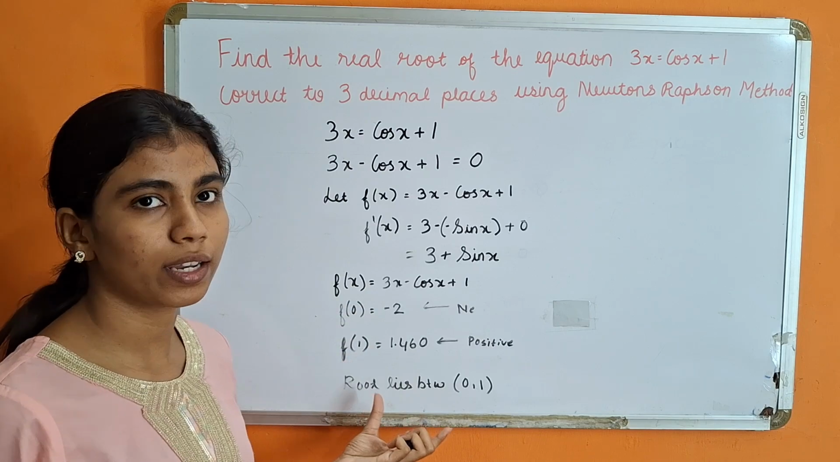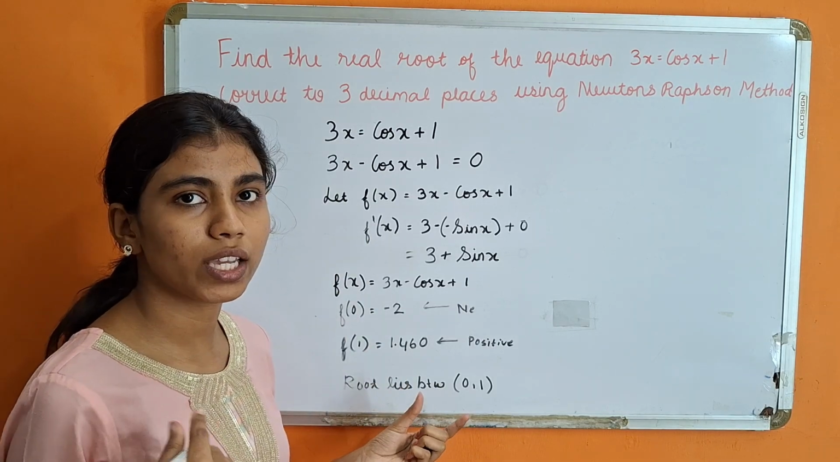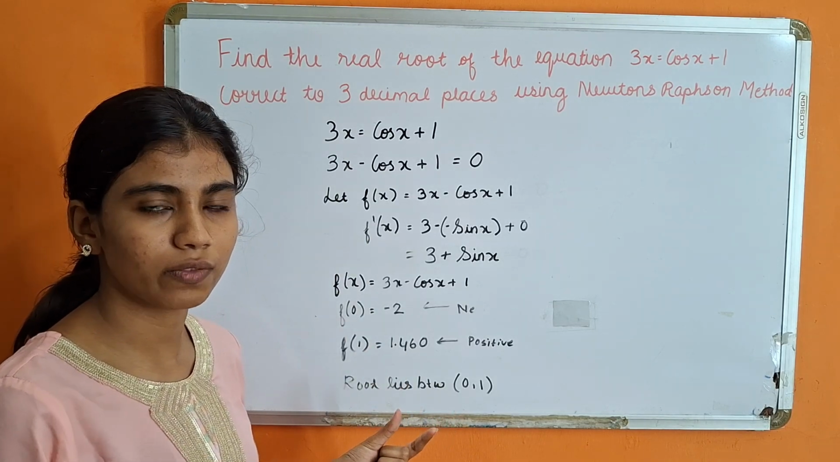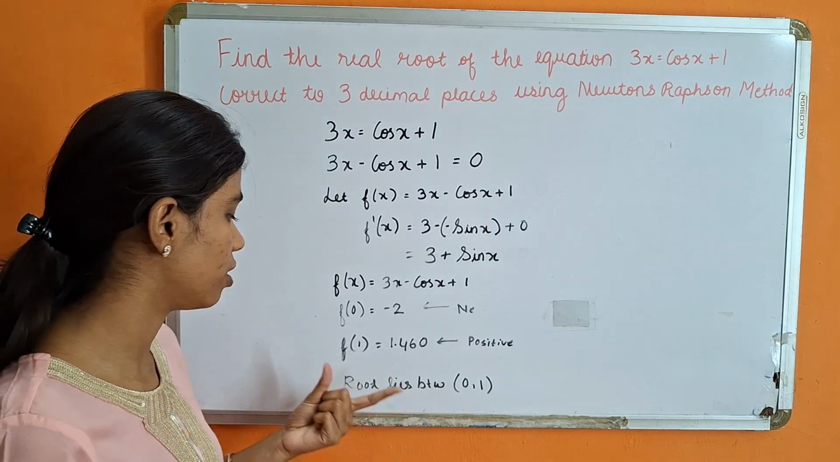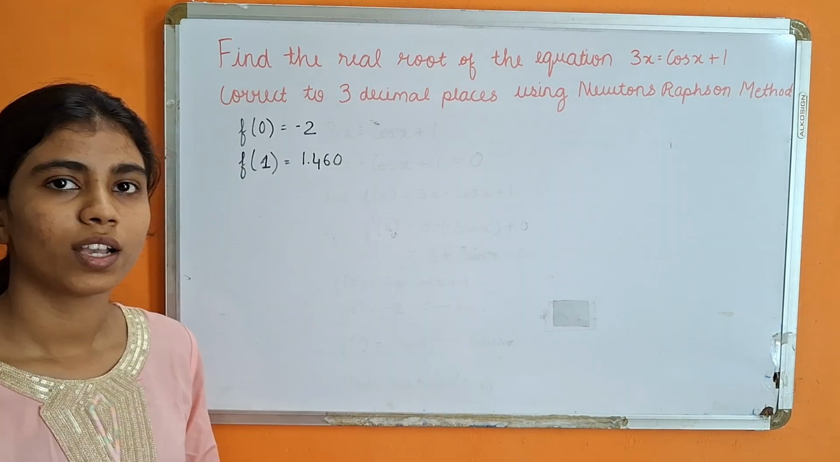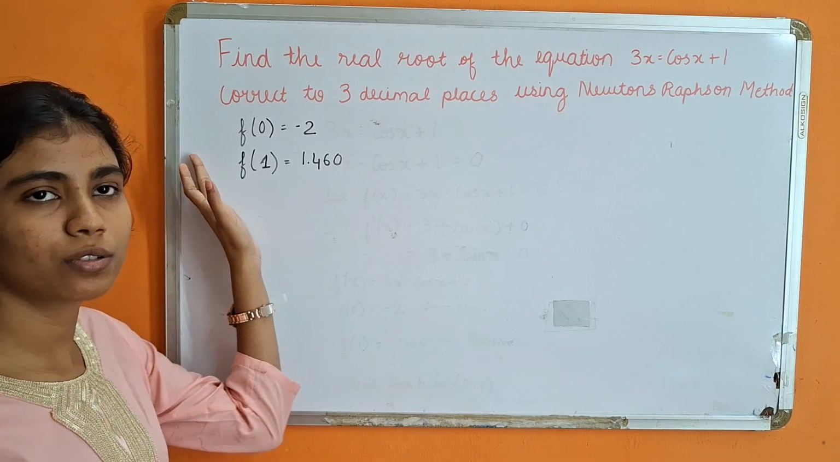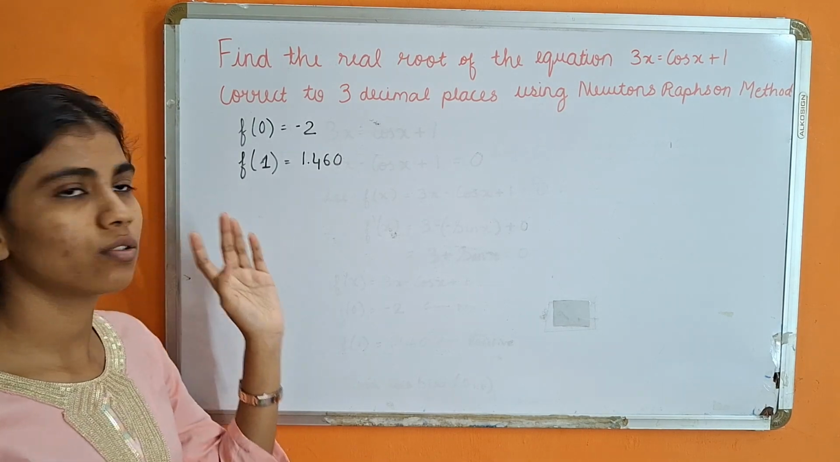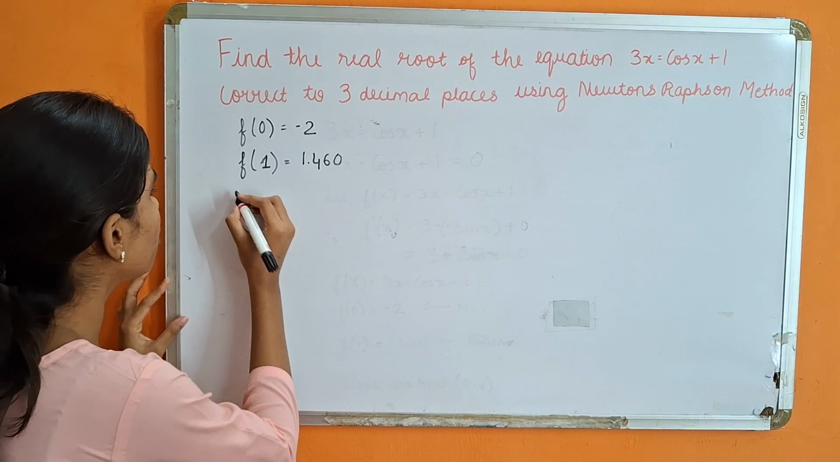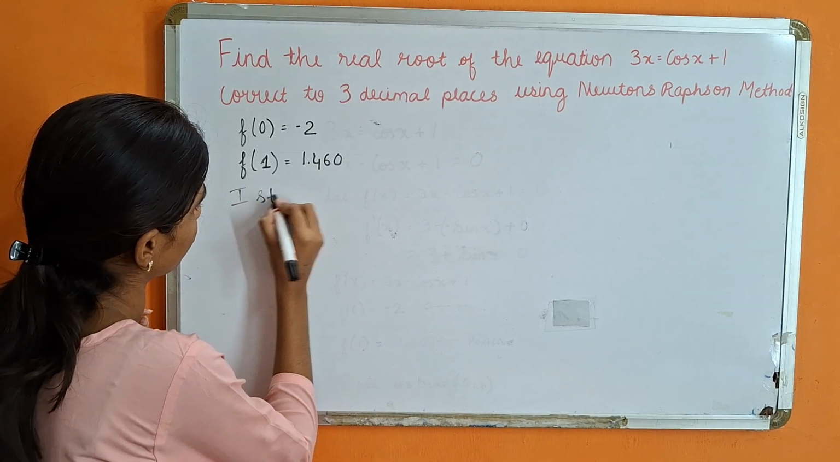I hope the first part is clear. When this is clear, then we can solve iteration-wise: first iteration, second iteration and the third iteration. So we will solve the next part. Now we got the value f(0) = -2 and f(1) = 1.460. Now you have to start with the first iteration.